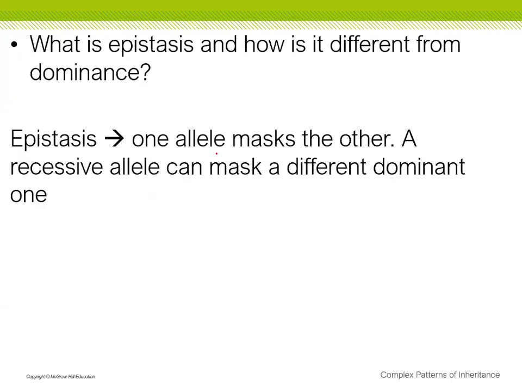With epistasis, it masks the other one, right? So what this means is a recessive allele can mask a different dominant one, whereas with dominance, whatever's dominant reigns on top. But now what happened, as we saw with the Labradors, is recessive genes can overwhelm the dominant gene. It can mask it. So the main difference between epistasis and dominance is that epistasis allows those recessive alleles to control it. Or sorry, rather to take priority.